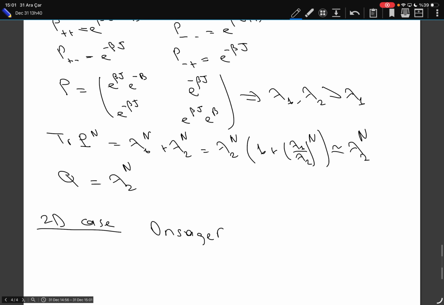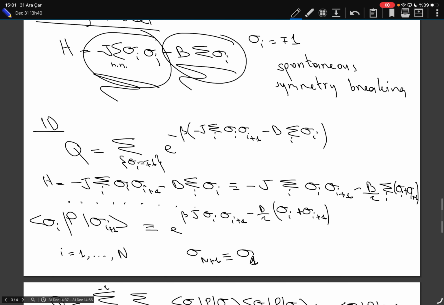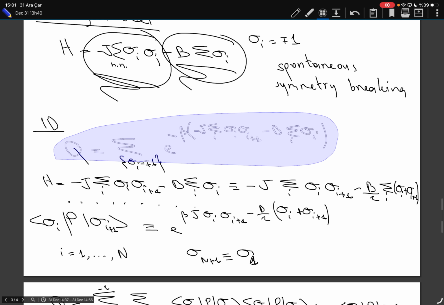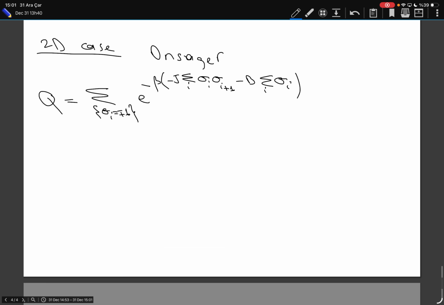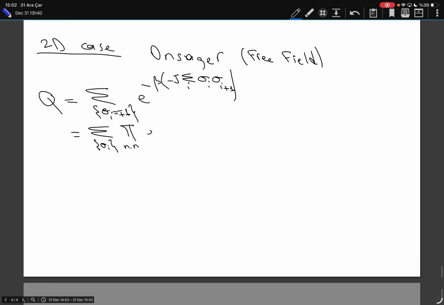So the partition function is the same. This is our partition function. I will consider the free field case, which is equal to the product over nearest neighbors of e to the power beta J sigma i sigma j. So now this is sigma i sigma j.